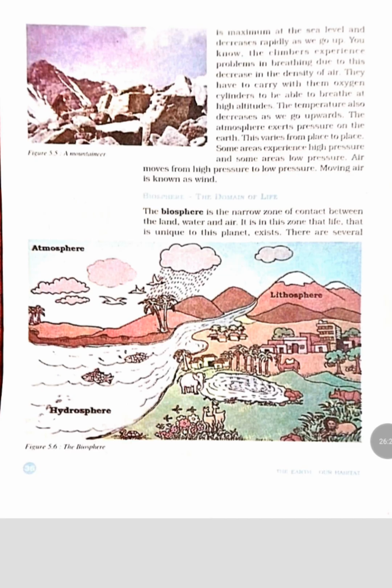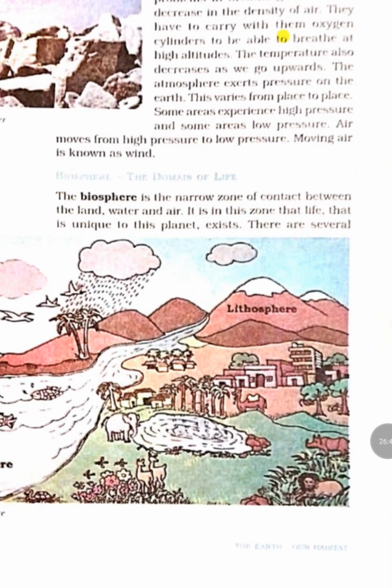The mountain ranges are almost 8,000 meters high, so the temperature is low, and climbers face many problems in breathing due to the decrease in the density of air. They have to carry oxygen cylinders to be able to breathe at high altitude. The temperature also decreases as we go upward.